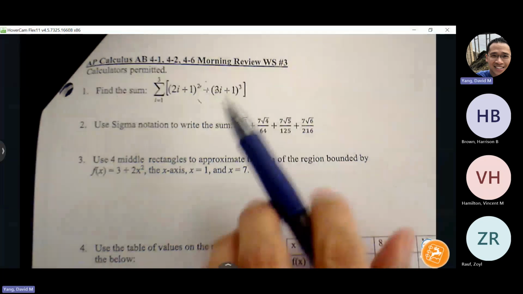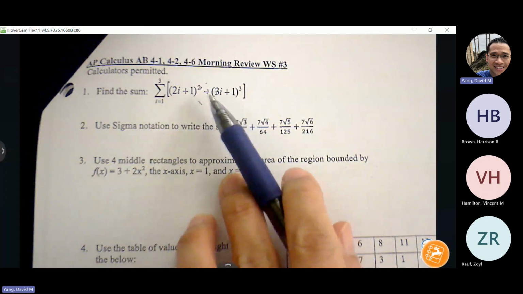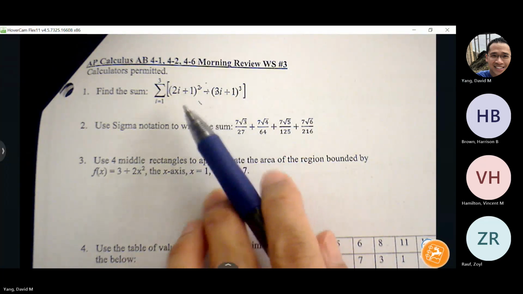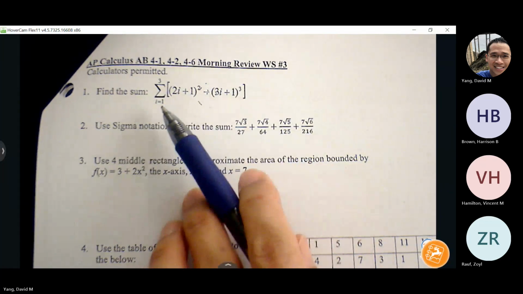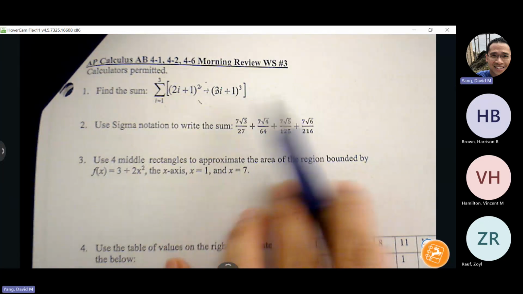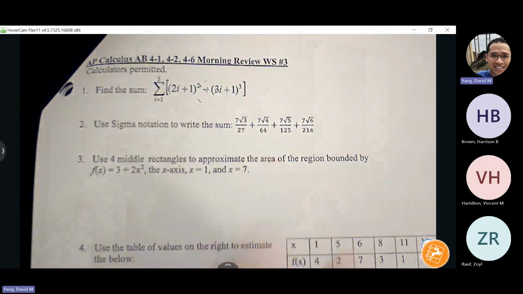Start off by plugging in 1. So replace all the i's with 1. Pull that up. Then plus, then insert 2 in for i's. Plus. And then insert 3 in for i. 3 will be the final i value that you insert in, because that's the upper bound here.